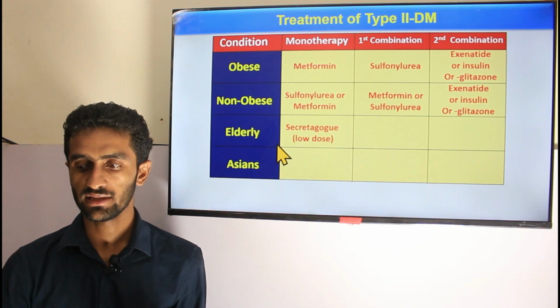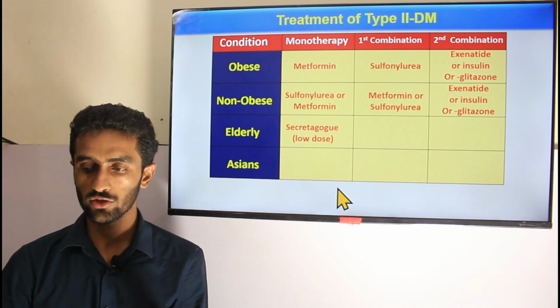In the elderly patient, in old age, for secretagogues you start with a low dose because they have a renal problem.